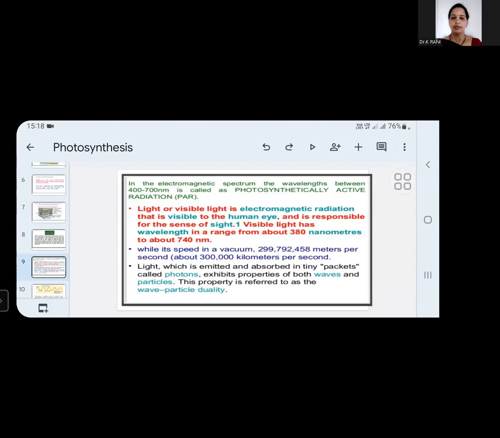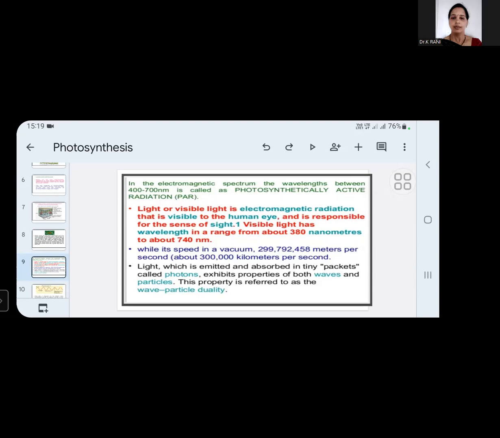380 to 750 or 780 nanometers is called photosynthetically active radiation. Visible light is electromagnetic radiation, composed of waves of different lengths, ranging from relatively long waves of the red light through successively shorter waves to the violet light. When light passes through a glass prism, it resolves into a band of colors. That is called the visible spectrum.